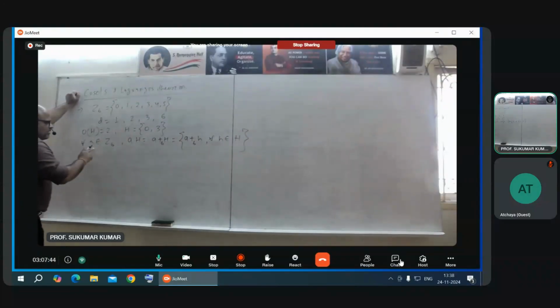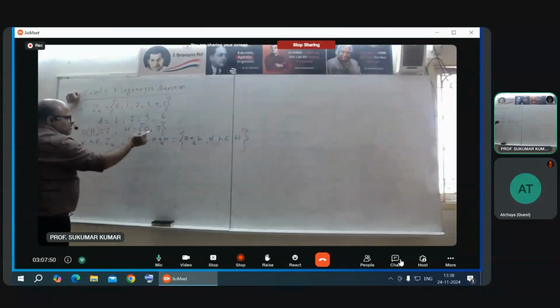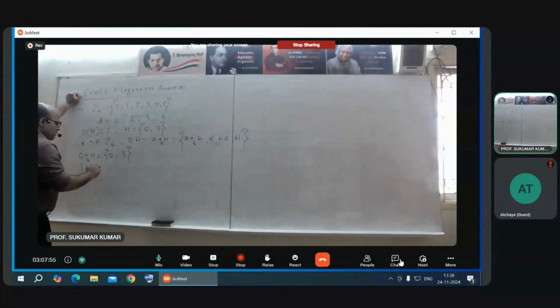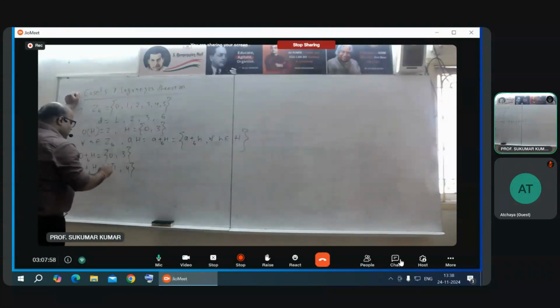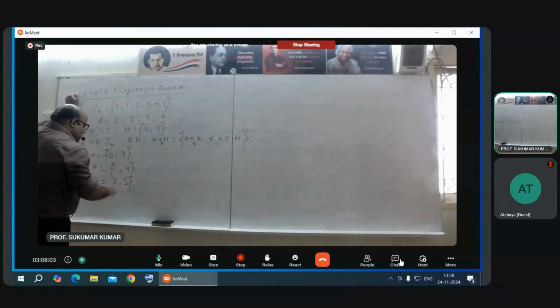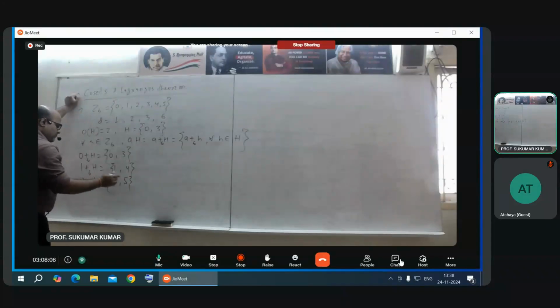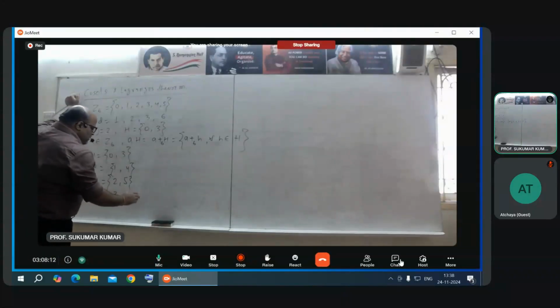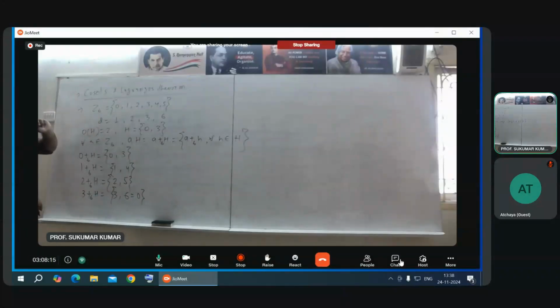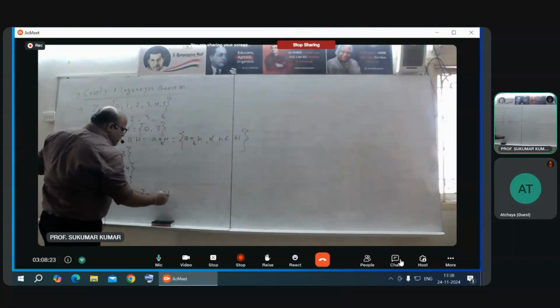So let's try. Suppose I choose 0. Then 0 plus H: the same elements will come, 0 plus 0, 0 plus 3. Next, 1 plus H: 1 and 4 will come. Next, 2 plus H: 2 and 5 will come. Then 3 plus H: 3 plus 0 is 3, 3 plus 3 is 6, modulo 6 it is 0. See here, repetition will come; only three distinct will come. You see 3 plus H gives 0, 3. That is this, so 3 plus H is the same as 0 plus H.